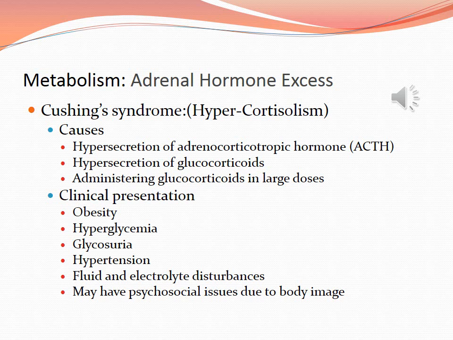Signs and symptoms of Cushing's syndrome are primarily a result of oversecretion of glucocorticosteroids and androgens, although mineralocorticoid secretion may be affected as well. Clinical presentation can be obesity, hyperglycemia, glycosuria, hypertension, fluid and electrolyte disturbances, and there may be psychosocial issues due to body image.